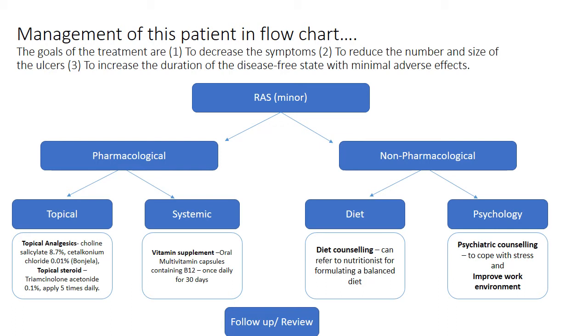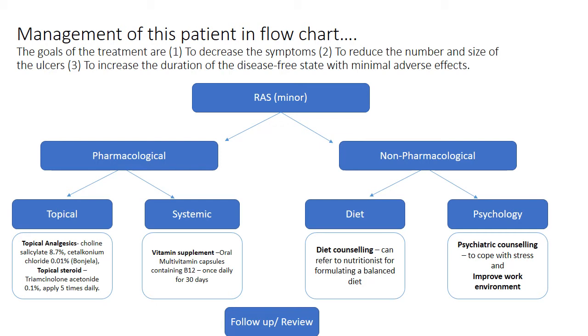So we have come up with a diagnosis of RAS minor. Here, we are splitting the treatment into two components: one is the pharmacological part and another is the non-pharmacological part. Now remember, this treatment plan has been formulated keeping this case scenario in mind. We are not creating a treatment flow chart based on recurrent aphthous stomatitis minor on the whole. We are keeping this particular patient in mind and creating a treatment plan. So this is how we'll go about it in a clinic.